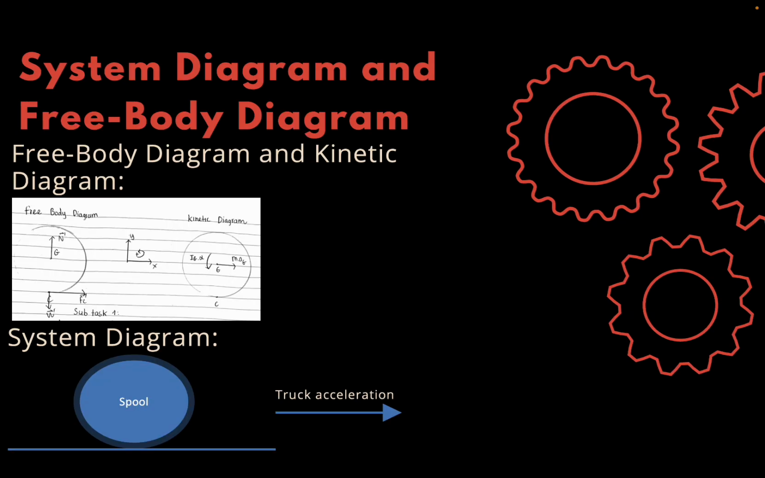This slide shows the free body diagram, kinetic diagram, and system diagram of the spool. The spool experiences three main forces, including the weight acting downward, the normal reaction from the truck bed, and the friction force acting horizontally. The friction force causes the spool to rotate, and to analyze the motion, we consider both translation of the center of mass and rotation about the center of the spool.